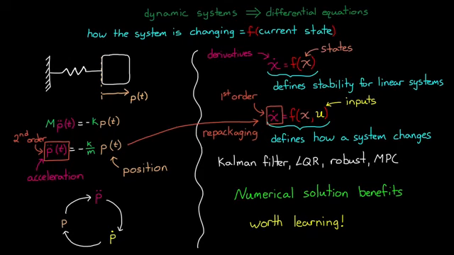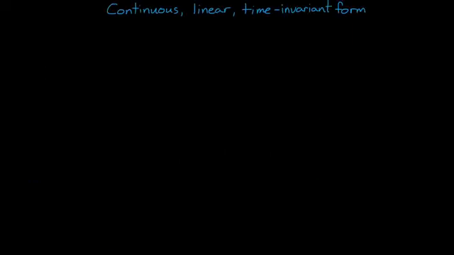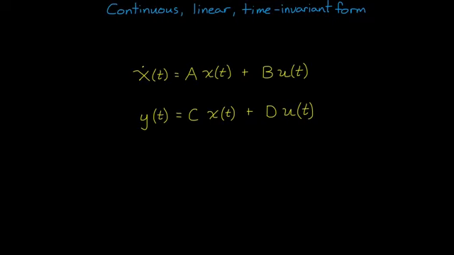Now, let's take a moment to look at the state space equations in more detail and try to make a little sense of them. For this, we'll focus on the continuous form for a linear time invariant system. There are two equations. The first one is the state equation, which we've already developed a little intuition around, and the second equation is the output equation, which I'll get to in just a bit.